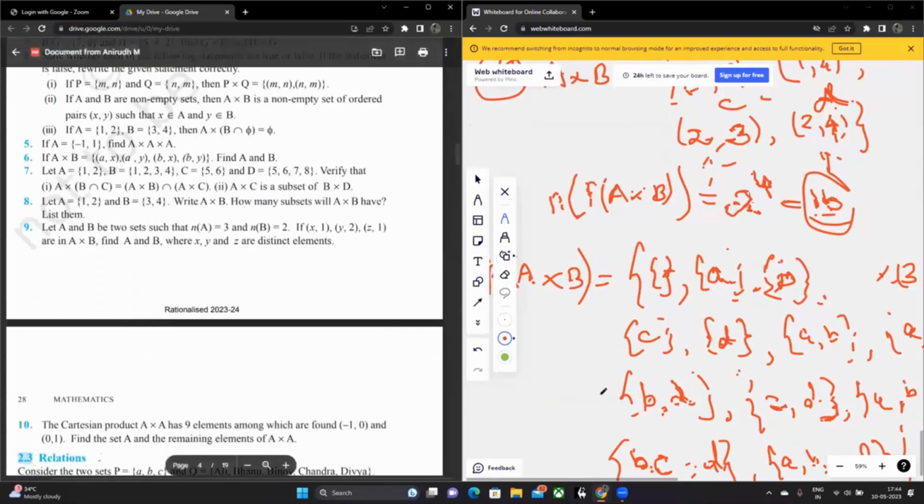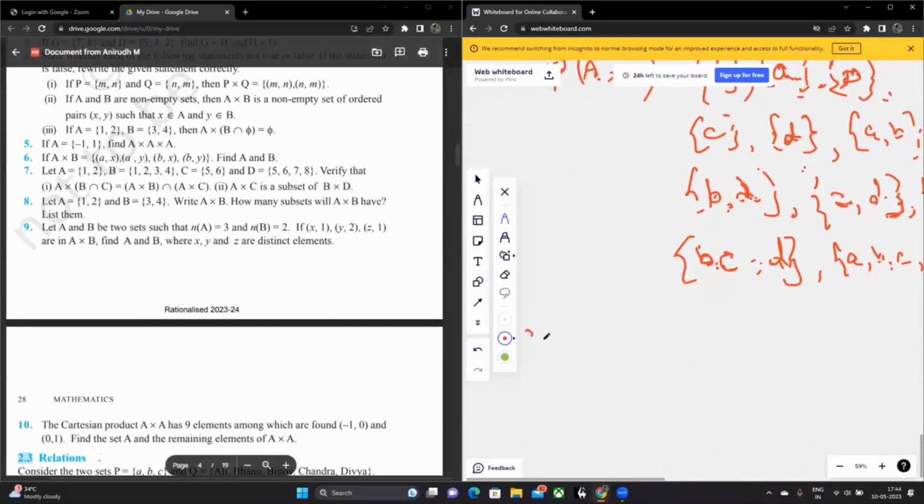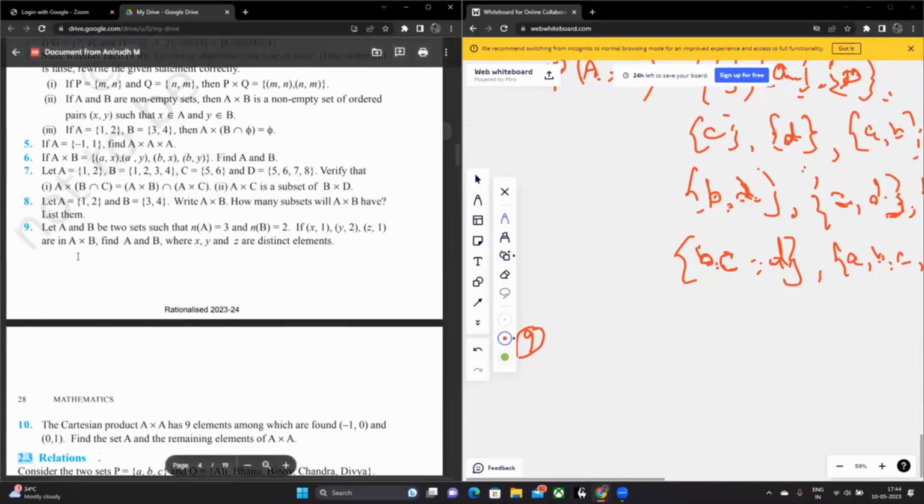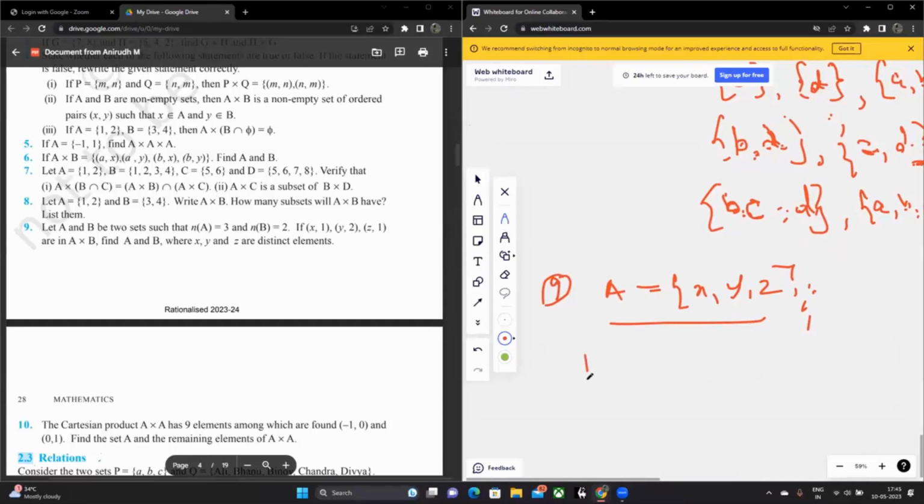And then you have the second last question, number 9, which asks you to find A and B. Again, as we did in question 6, the distinct first elements of each pair and the distinct second elements of each pair give A and B. So A is {x, y, z}. Since they have given that x, y, z are distinct, set A is fulfilled because you have 3 elements. A is {x, y, z}, finished. You don't even need to think anymore on this.